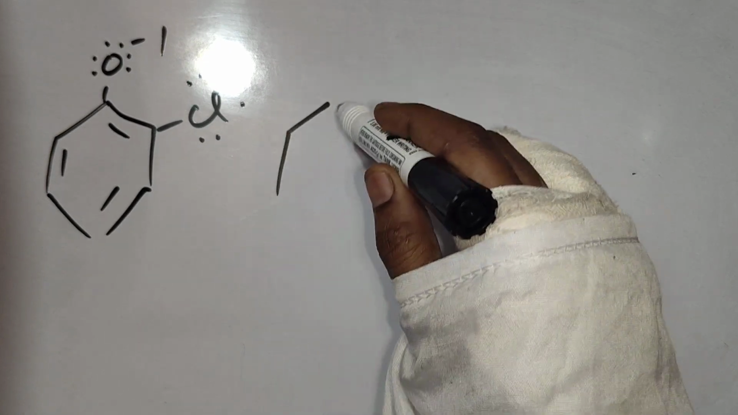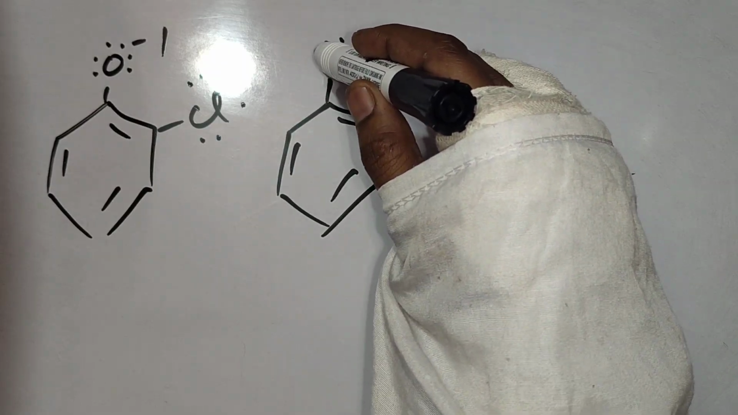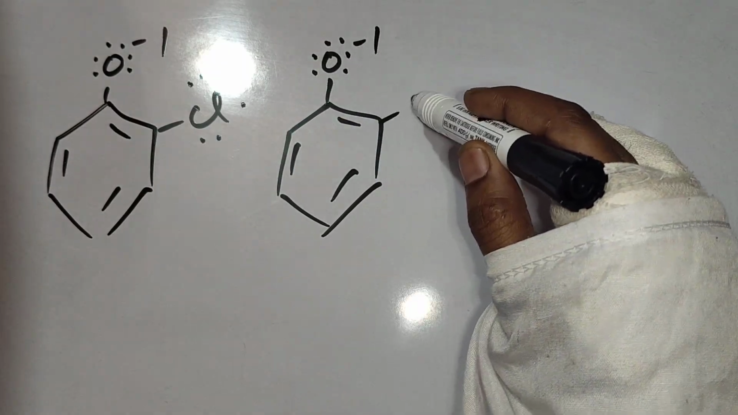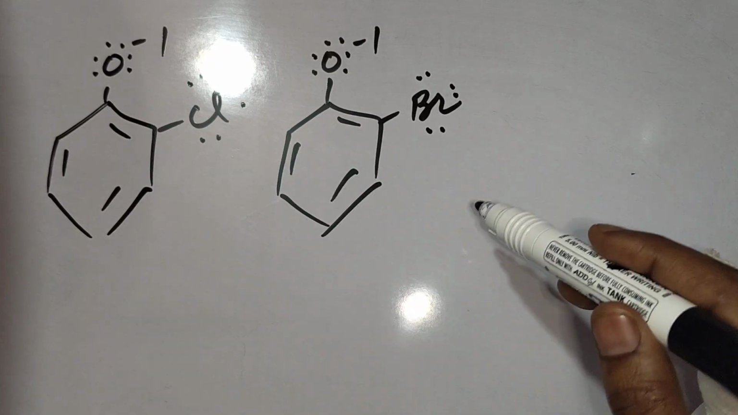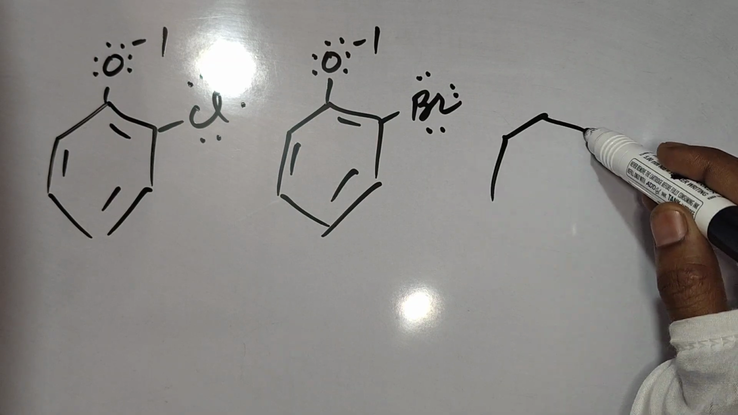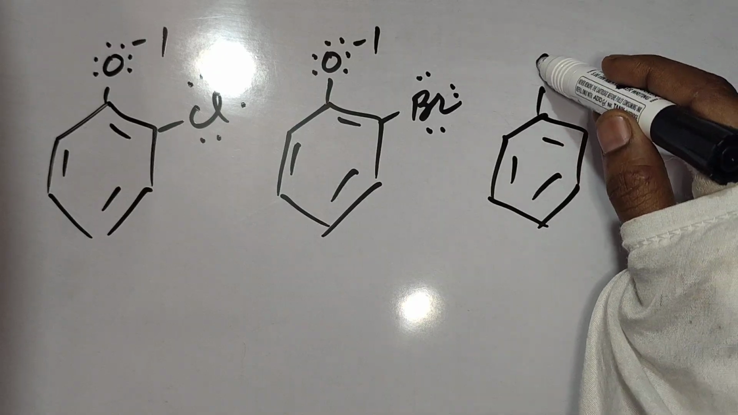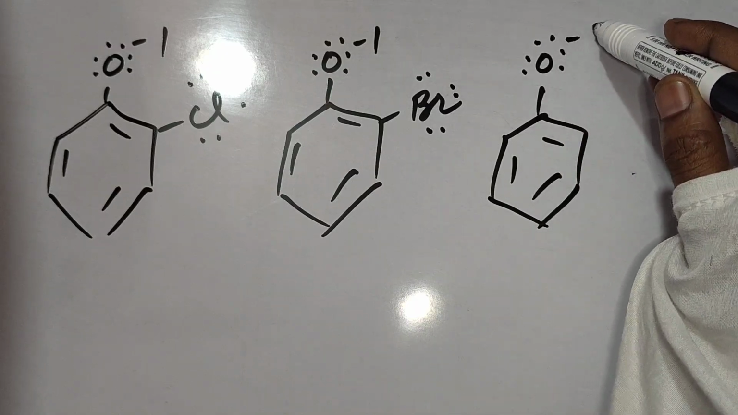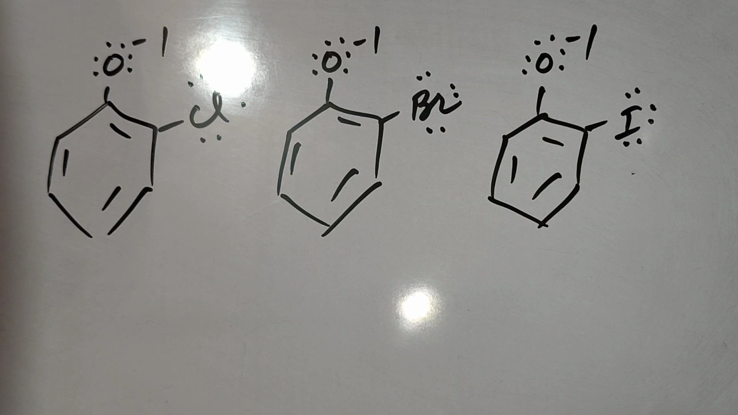Orthochlorophenol anion. Bromo. When chloro, bromo, iodo, fluoro make a single covalent bond, they are always surrounded with 3 lone pairs. Let's start the factors. We will compare the stabilities of the anions.